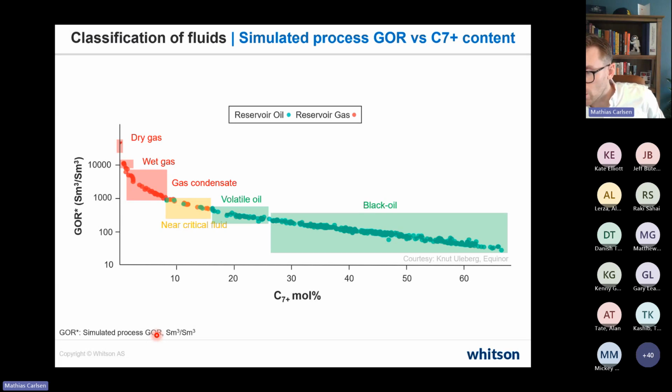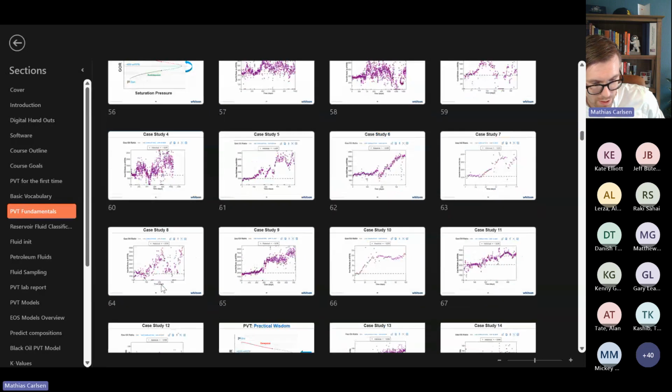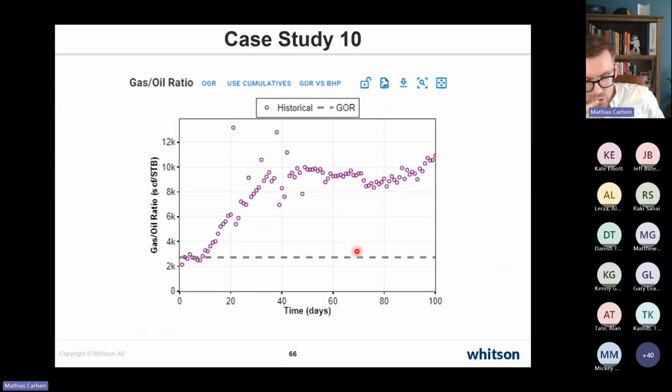Adam also had a question. Would you classify case study 10, page 26, as indicative of an infinitely conductive fracture? Page 82. That's a good question that I haven't really... That's a page number 66. Yeah, this would be a good example of that, where it shoots up really fast. That would be at least my interpretation without doing any more modeling work on this.